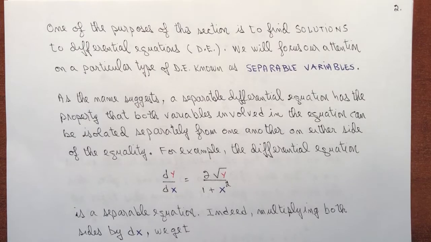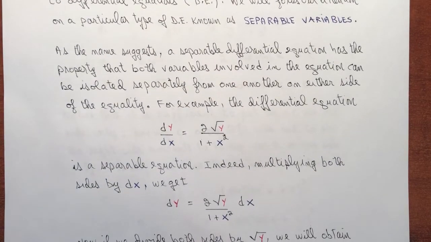We will focus our attention on one particular type of differential equation known as separable variables. As the name suggests, a separable differential equation has the property that both variables involved in the equation can be isolated separately from one another on either side of the equal sign. For example, the differential equation dy/dx equals 2 root y over 1 plus x squared is a separable equation. Indeed, multiplying both sides by dx, what do we get? Well, dy is equal to 2 root y over 1 plus x squared dx.